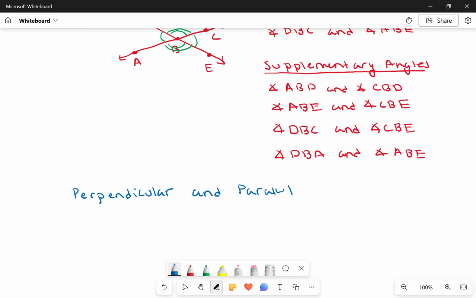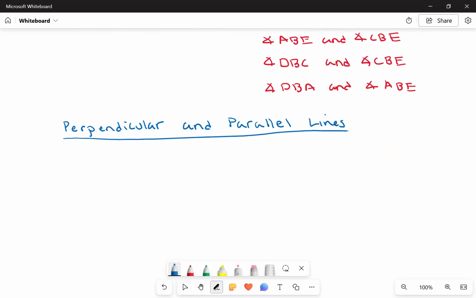Before we do that, that's a weird version of an A there. Parallel. Wow, that's supposed to be an E. Sorry, let me do that again. Parallel. There we go. Parallel lines. Okay, so perpendicular lines are lines.